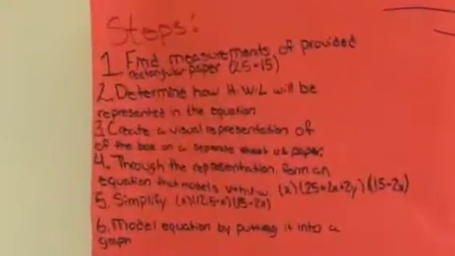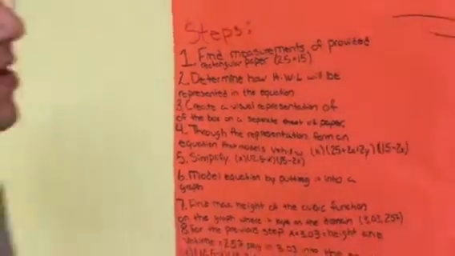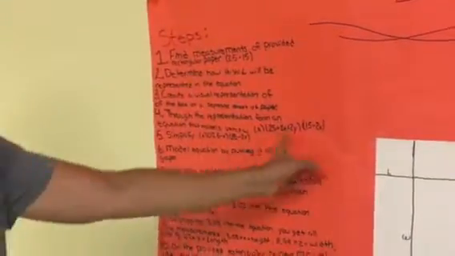Now we need to determine how the height, width, and length will be represented in the equation. The next step is to create a visual representation of the box on a separate sheet of paper, which we did with the provided paper. Do the representation, form an equation that models the volume, which we got this. And the next step is to simplify it to x times 12.5 minus x times 15 minus 2x.